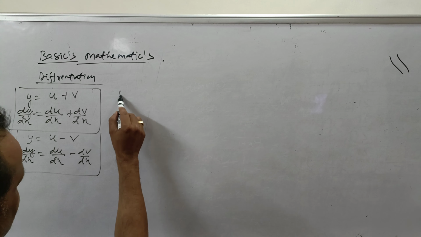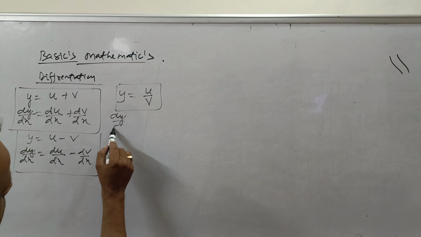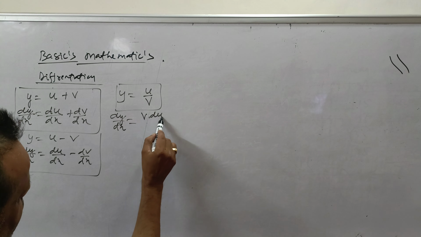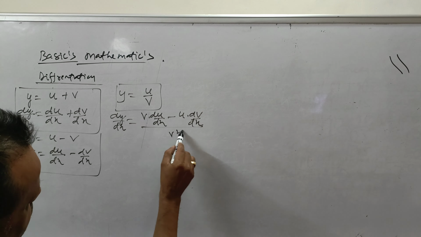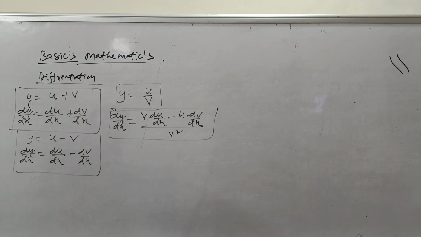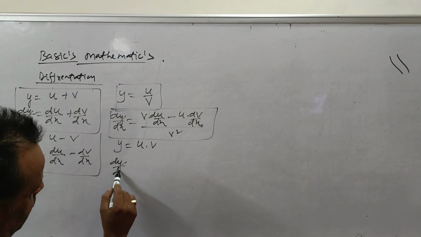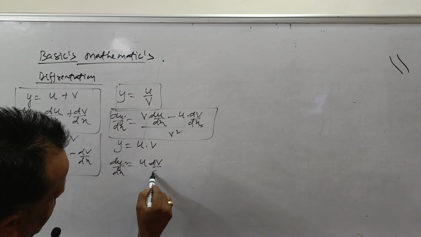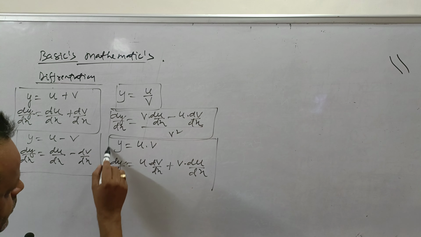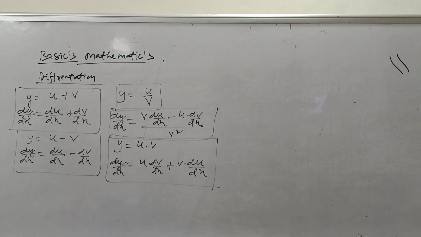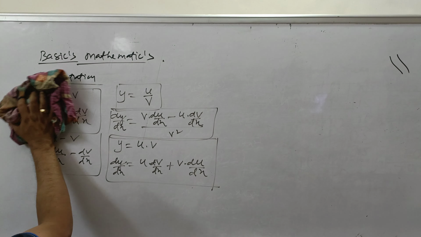Then we have y is equal to u by v. Then the derivative of it, dy by dx, is v du by dx minus u dv by dx, divided by v square. Then we have the product rule, y is equivalent to u into v. In that case, dy by dx will be equivalent to u into dv by dx plus v du by dx. These are certain rules which we need to follow while finding the derivative of terms.